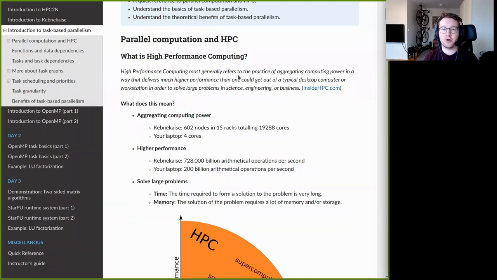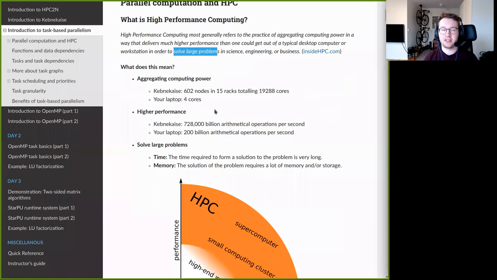High-performance computing most generally refers to the practice of aggregating computing power in a way that delivers higher performance than one can get out of a typical desktop computer or workstation in order to solve large problems in science, engineering, and business. And there are these three main terms that appear here that seem to be the key. So the first term is the aggregation of computing power. And this is the simplest one of the three to address.